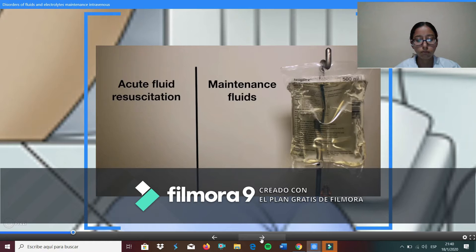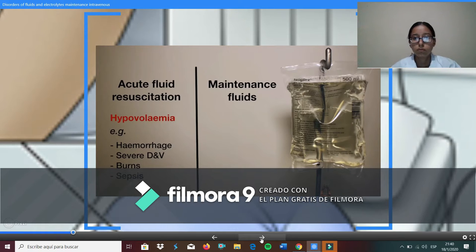Acute fluid resuscitation is required in acute cases of hypovolemia, for example, hemorrhage, severe diarrhea and vomiting, burns or sepsis. Typically, large volumes of intravenous fluid are required to boost circulating volume. In these cases, prompt fluid delivery can be life-saving.